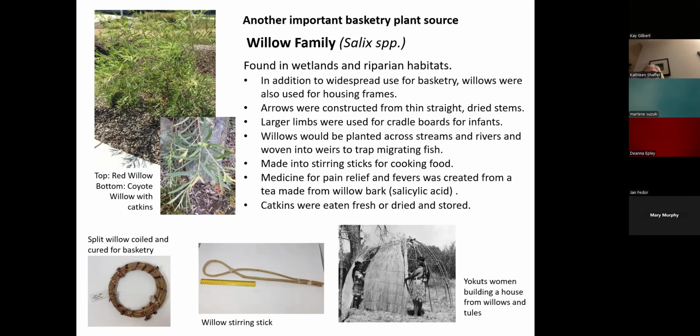They would make the stirring sticks. I mentioned the stirring sticks earlier. They would put a rock on here and then pick it up and put it into whatever was being cooked in the basket. The catkin, the male part of the flower, would be eaten fresh, or dried and stored.